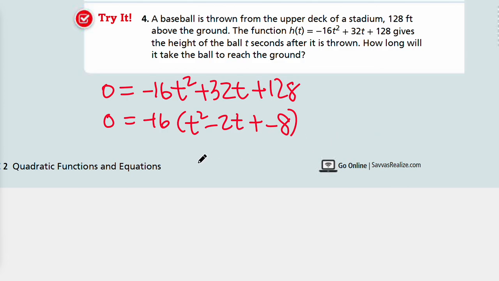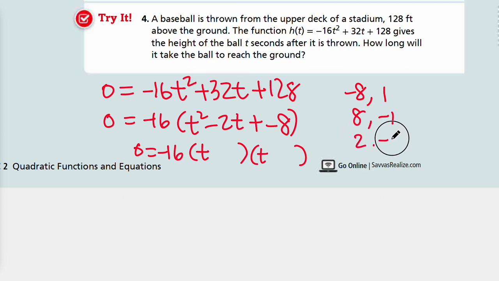And now we can factor this out. 0 is equal to negative 16 times t times t. What are our zeros? What are the factors of negative 8? We have negative 8 comma 1, 1 comma positive 8 comma negative 1, and then 2 comma negative 4, negative 2 comma positive 4, and then what else? Yeah, let's try these ones. Which pair would have a sum of negative 2? This one, right?